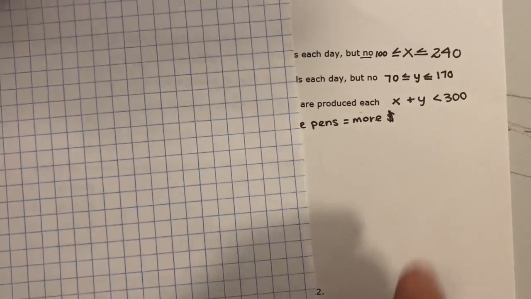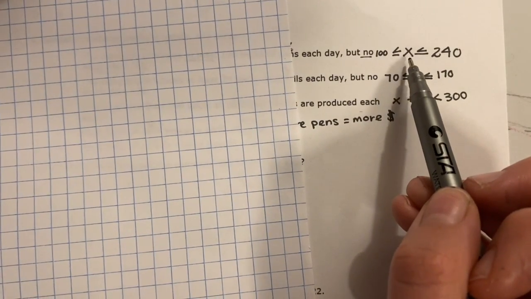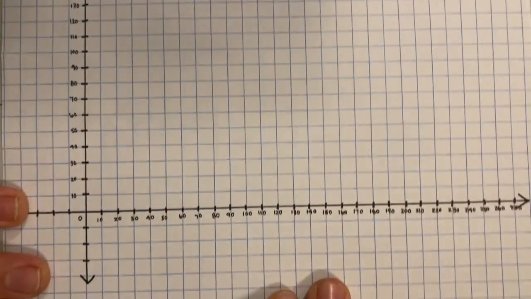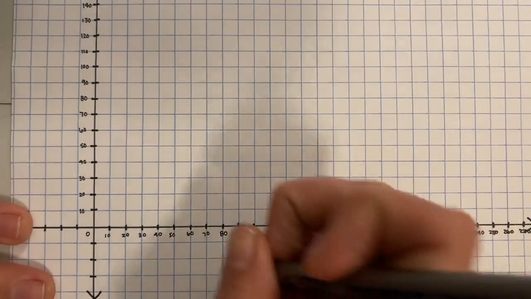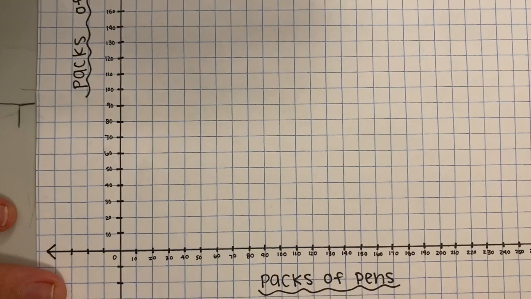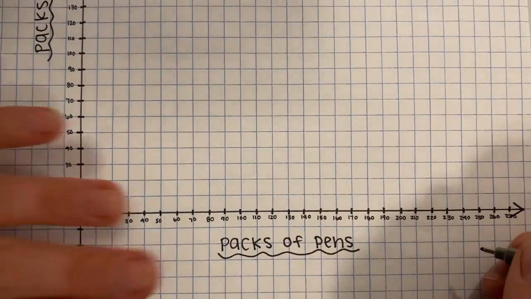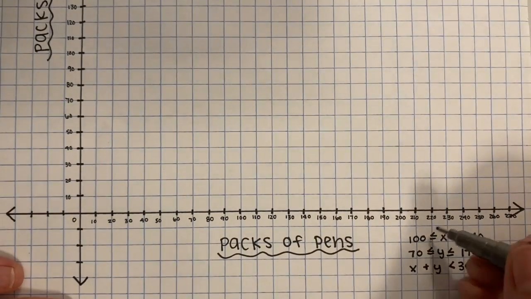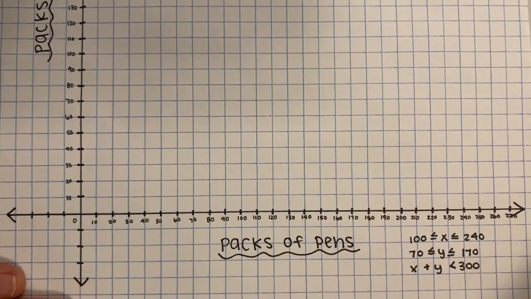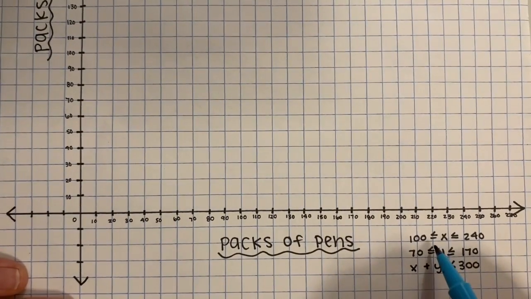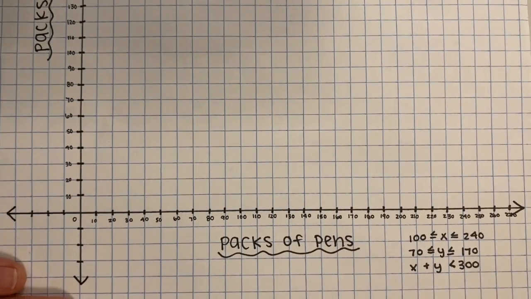So my inequalities, I've got 100 is less than or equal to X, which is less than or equal to 240. So X, we said, is our pens. I've already labeled our graph. This is our pens. So I know my inequality for pens here. I'm just going to rewrite our three inequalities. My first inequality I'm going to graph is just that X is greater than or equal to 100.